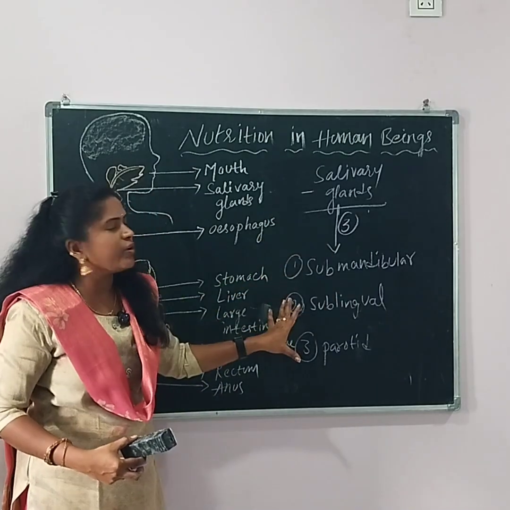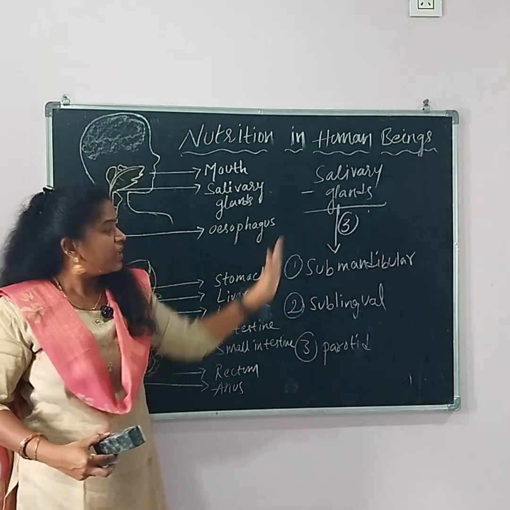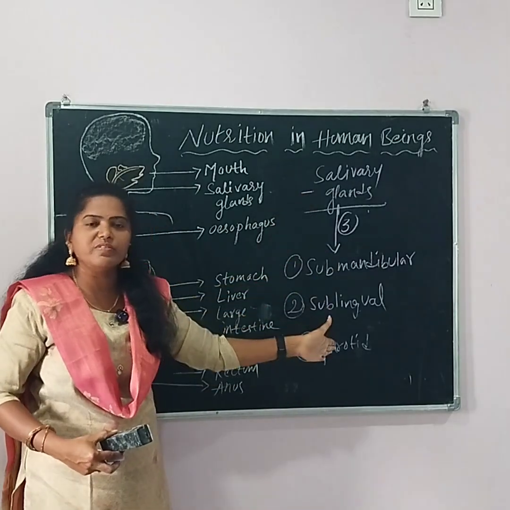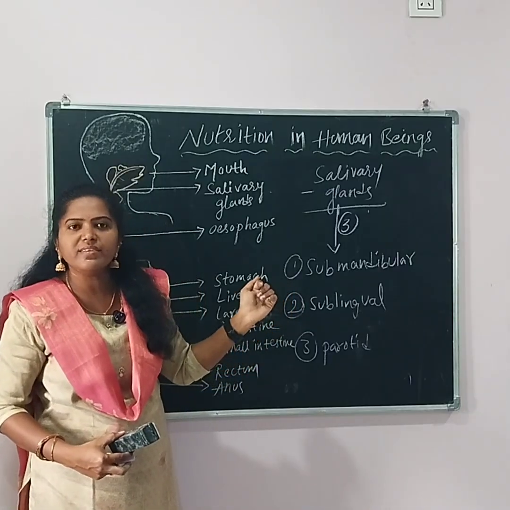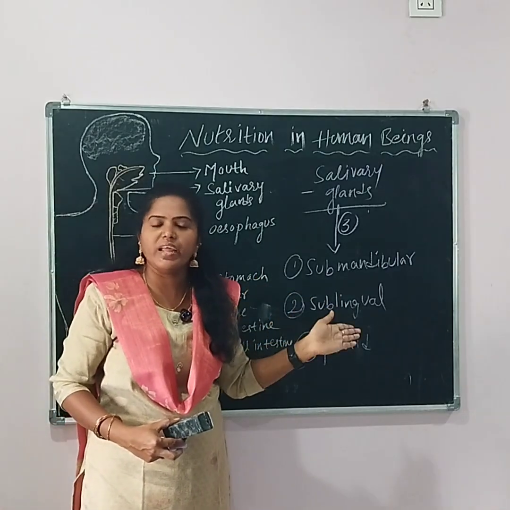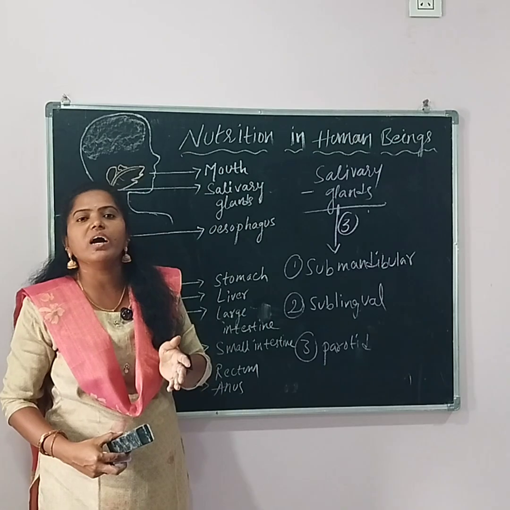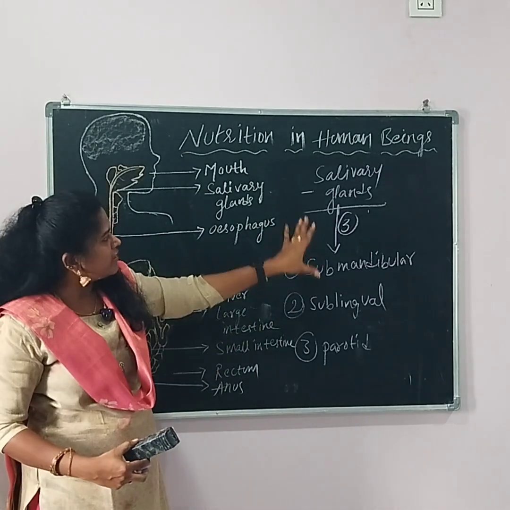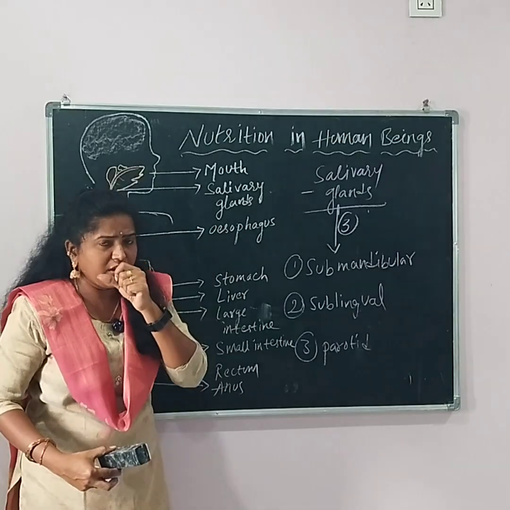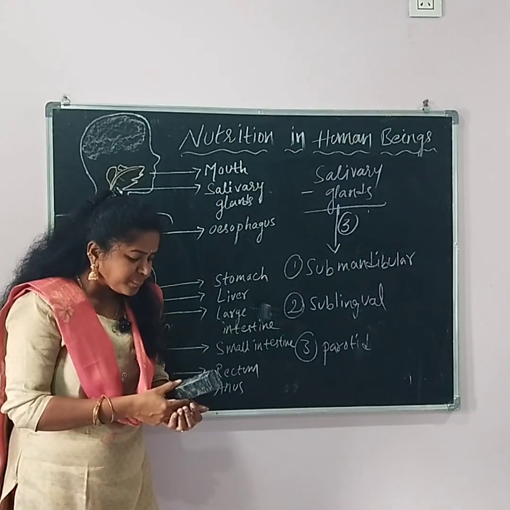This is all about the salivary glands. The salivary glands produce the saliva. Saliva contains an enzyme, that is salivary amylase or ptyalin. That enzyme breaks down the carbohydrates in the mouth. This is all about the salivary glands.